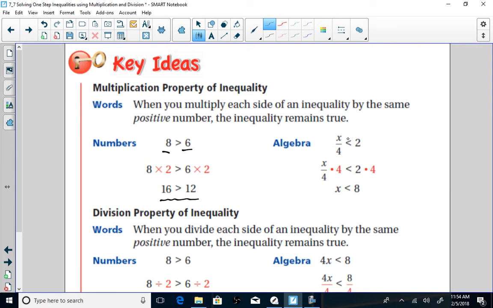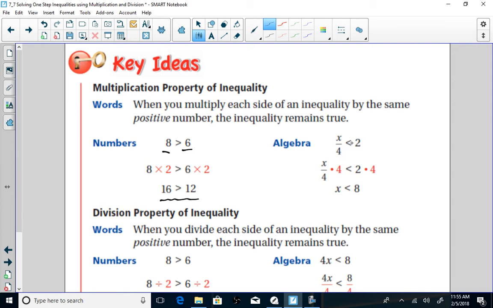Let's take a look at another example. I have the inequality of a number divided by 4 is less than 2. Well, I can use my multiplication property of inequality to solve that inequality, meaning find the value for x that's going to make that inequality true. What number, when we divide it by 4, is going to be less than 2?